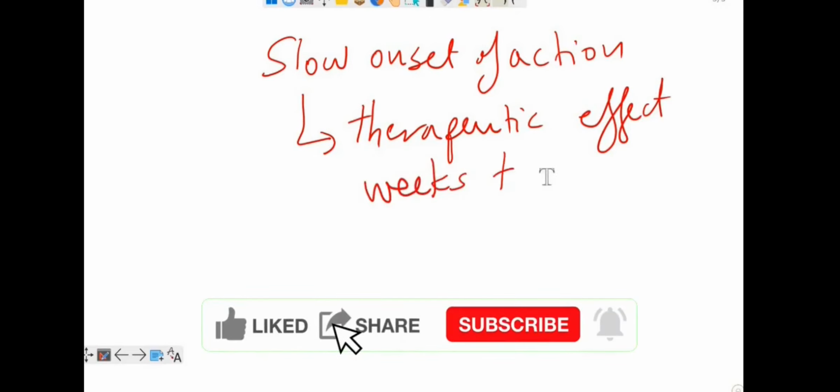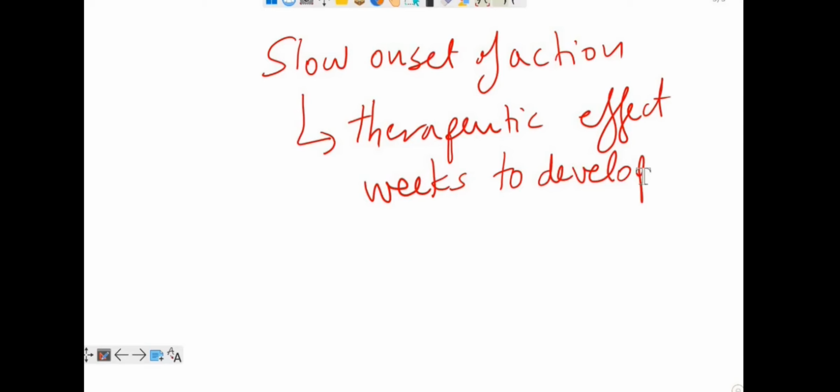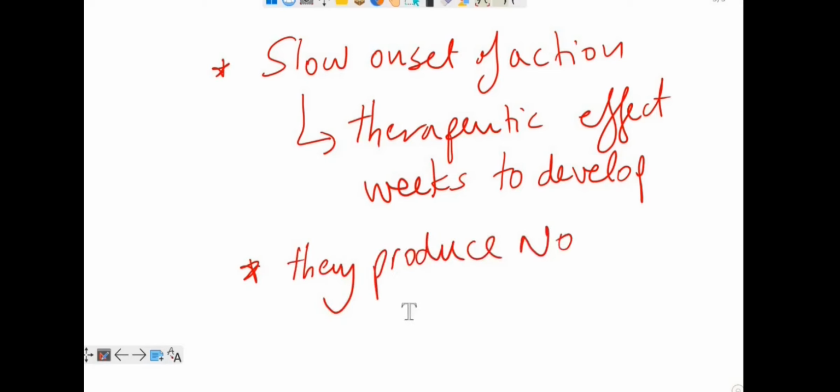If the patient takes the drug today, it will take 3 to 4 weeks before he can get any beneficial effect, before any relief of his anxiety. Of course, this is a disadvantage of this group of drugs. But a further advantage of this group is that they don't produce any tolerance or dependence, which is a good effect.